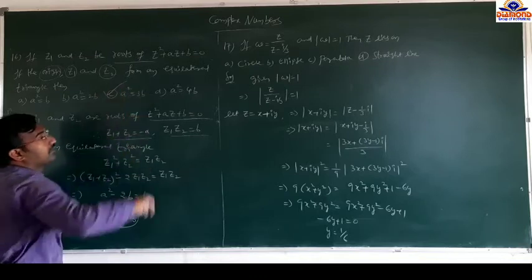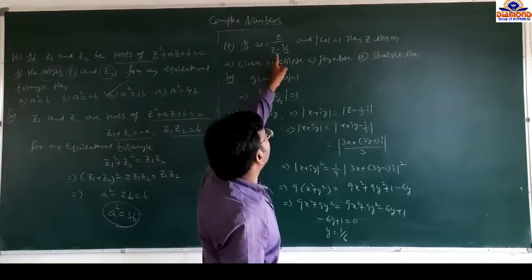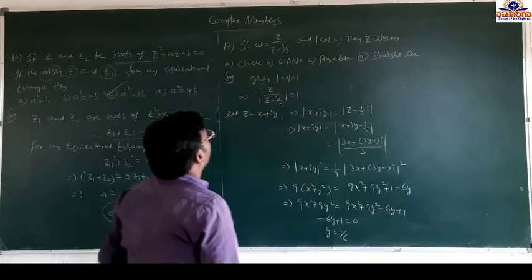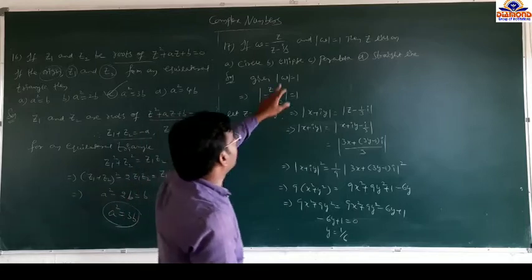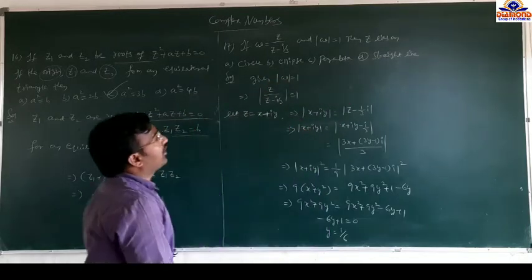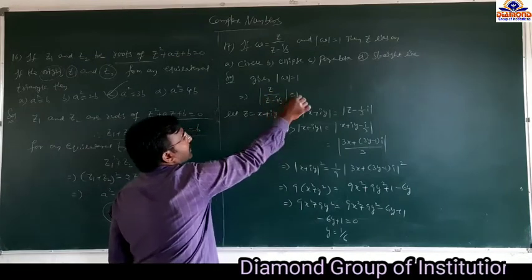Option is B. Next, if omega equal to z by z minus i by 3 and mod omega equal to 1, then z lies on: option A circle, option B ellipse, option C parabola, option D straight line. So already given mod omega is 1. That's why modulus of z by z minus i by 3 equal to 1.